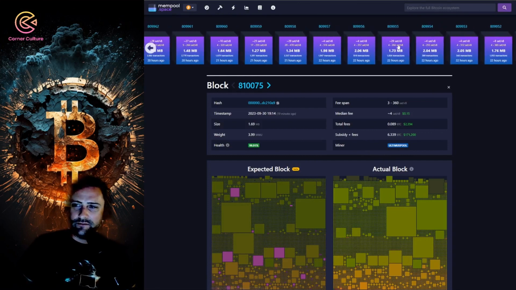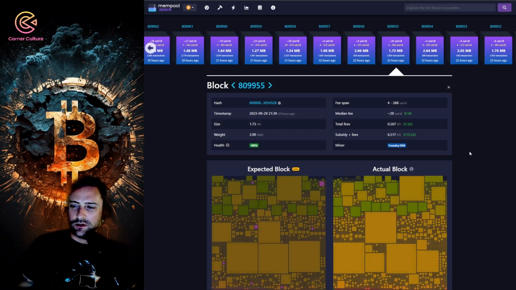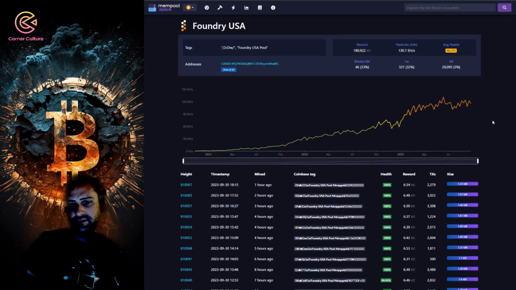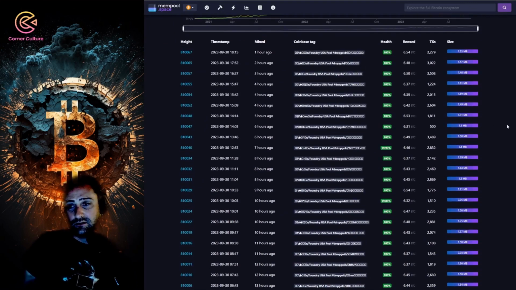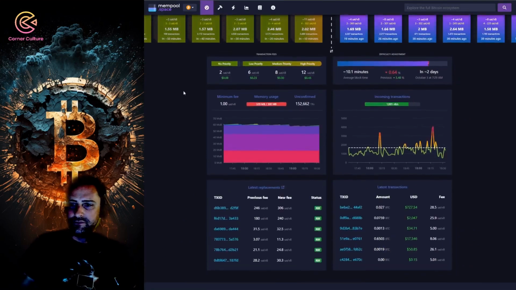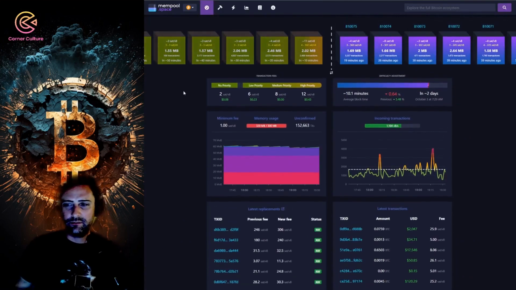And block 955 was Foundry. So my company mines with this pool. This is their pool. So as you can see, Foundry is huge. Foundry is solving blocks every hour. They're a big one. They got a large share of the hash rate, big old fat share of the hash rate. So yeah.